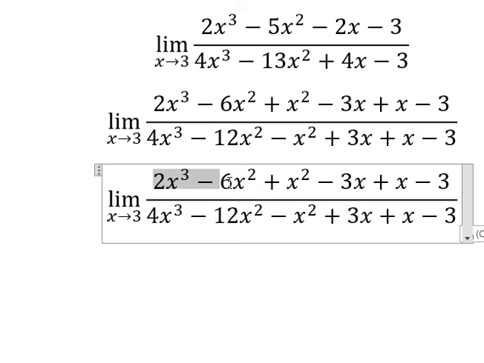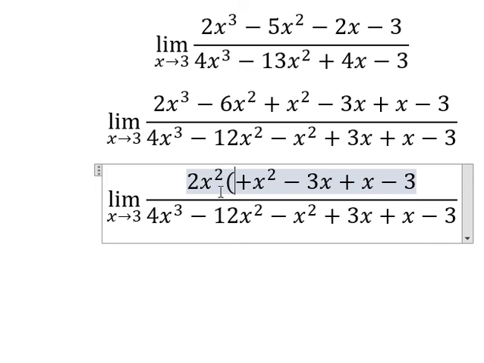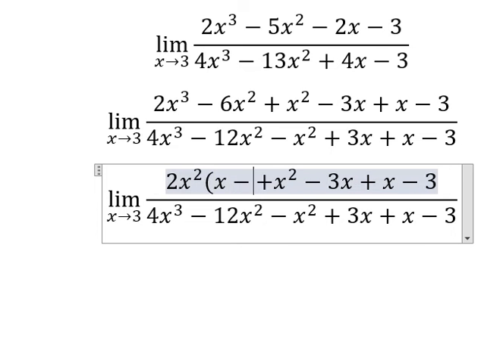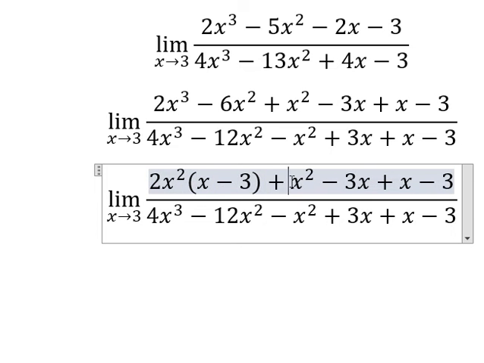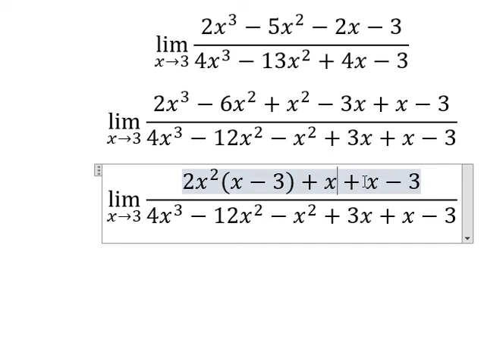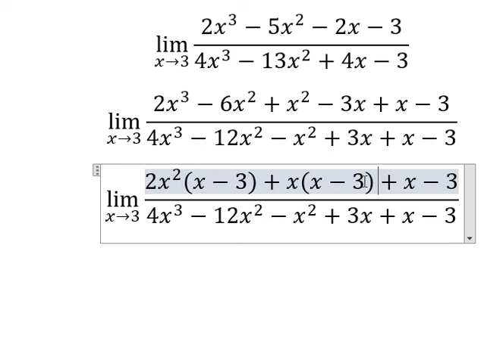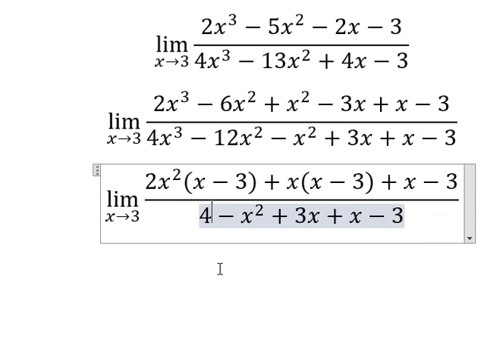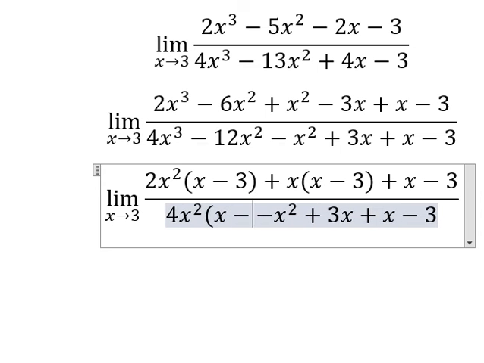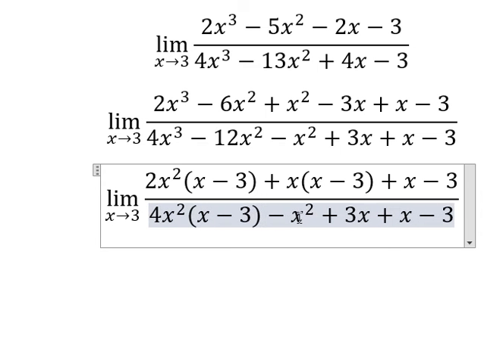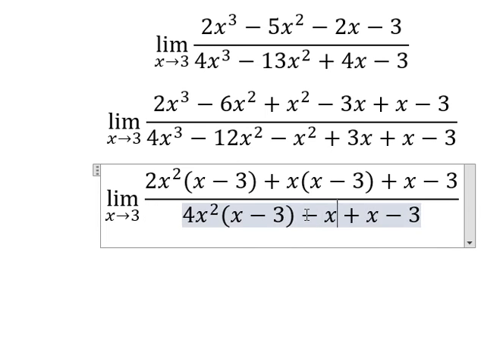So we can do about factorization by 2s squared. This one by s. This one by 4s squared. This one by negative s.